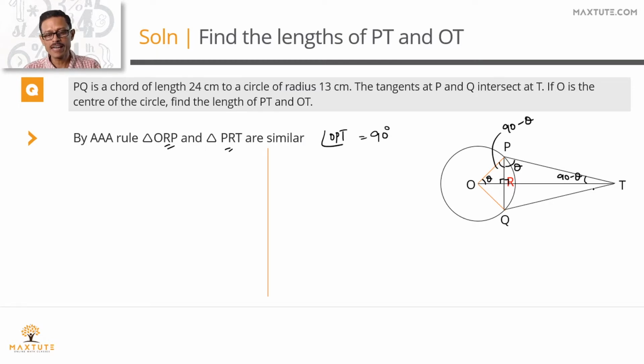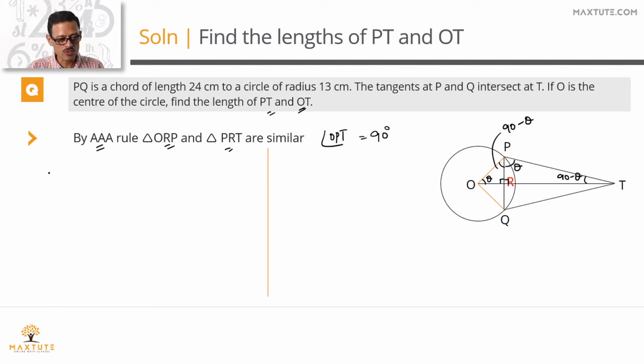So in triangle PRT, what are the angles? Theta, 90, 90 minus theta. In triangle ORP, what are the three angles? Theta, 90, 90 minus theta. So by AAA, these two triangles are similar triangles. Now let's write two sets of proportions and solve them so that we get the values for OT and PT.